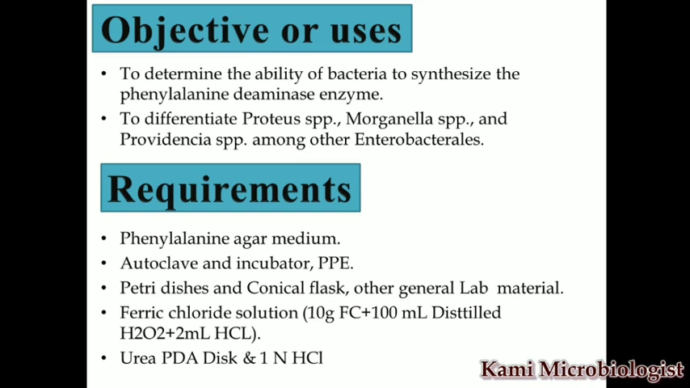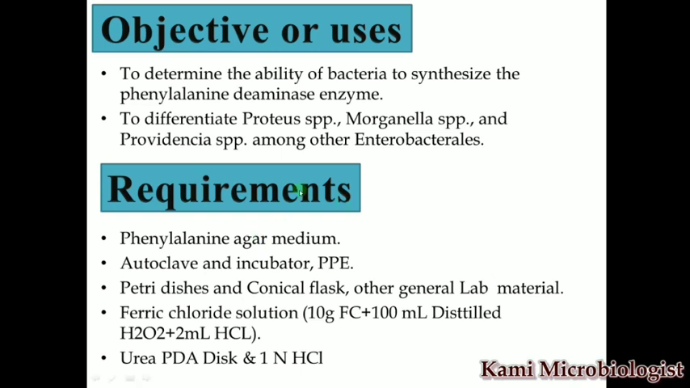Next is the objective or uses. This test is specially used to check the ability of bacteria to produce the phenylalanine deaminase enzyme. This test is also used to differentiate Proteus species, Morganella species, and Providencia species from other Enterobacteriaceae like E. coli and Klebsiella.